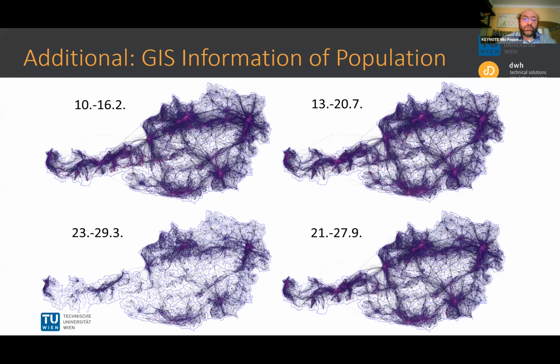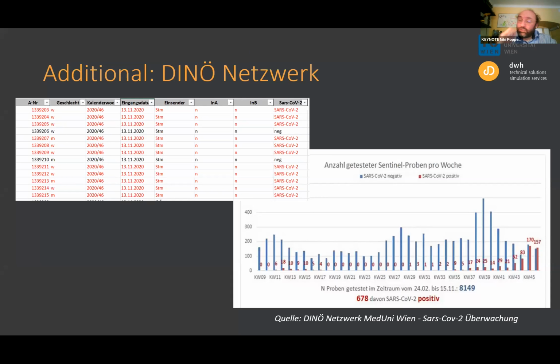This is how you look on it. If you have the Austrian point of view, the top side is before the lockdown in spring, and to compare it, this is in the time of the lockdown, the totally reduced mobility rate. Additional information is, for example, the DINÖ network, which is run by the Medical University in Vienna, where we get from symptomatic patients at the doctors an idea how many persons are infected with SARS-CoV-2. And you can see here on the right lower side, it increased a lot in week 45. So that's additional information.